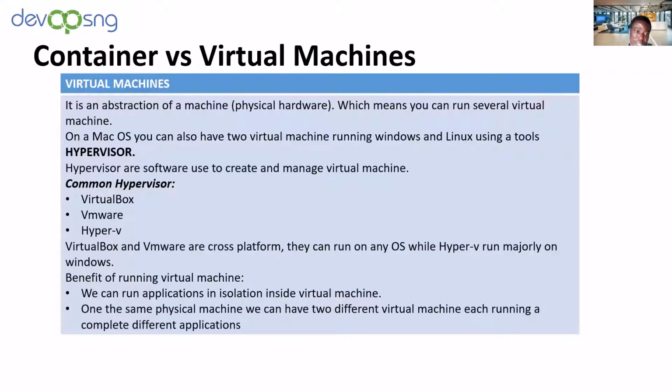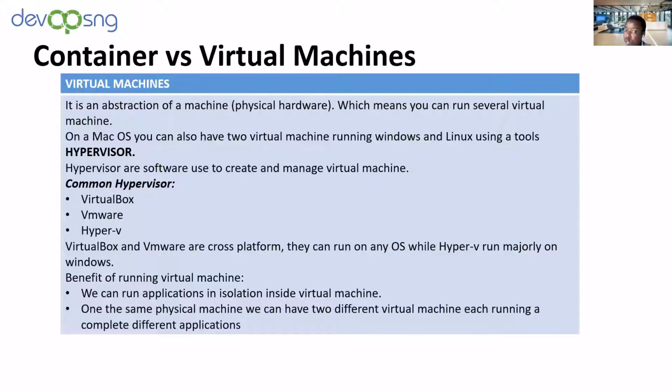If you understand virtual machines and containers, I think we've explained much on containers, then we're able to know which one to use, which one works fine for you, which one is the best, and we're able to move on. Like if you look at it here, a virtual machine is an abstraction of the machine's physical hardware, which means you can run several virtual machines. On a Mac OS, you can also have two virtual machines running Windows and Linux using a tool called a hypervisor.